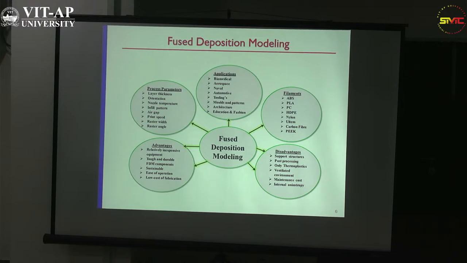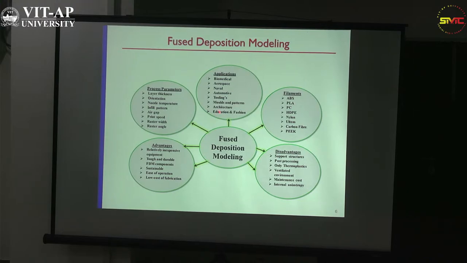The next, there are certain process parameters: layer thickness, the orientation of the layer, nozzle temperature, infill pattern, air gap, print speed, right? All these are the process parameters which you can vary while performing the FDM operation. So if you are not in a position to choose appropriate parameters, even though the material is suitable for this printing, you may not finally end up with the required product, okay?